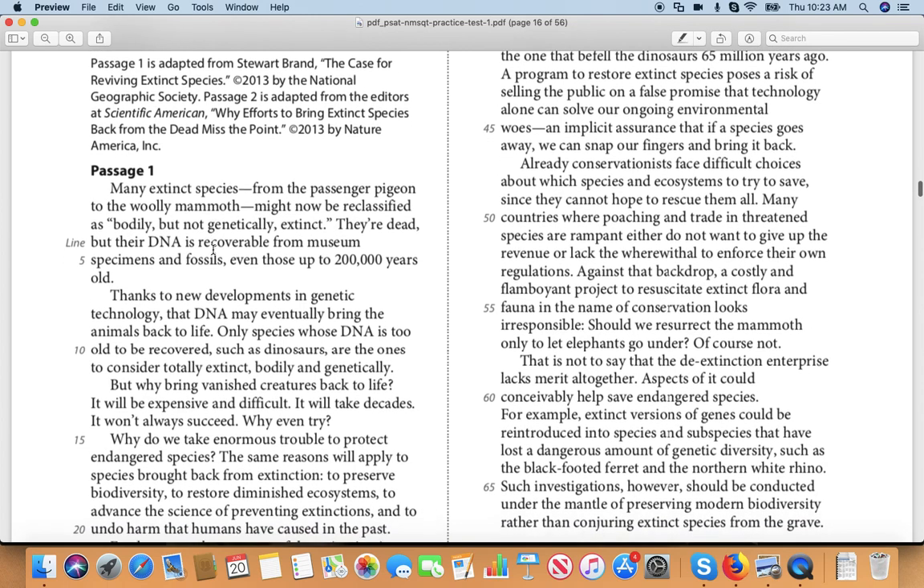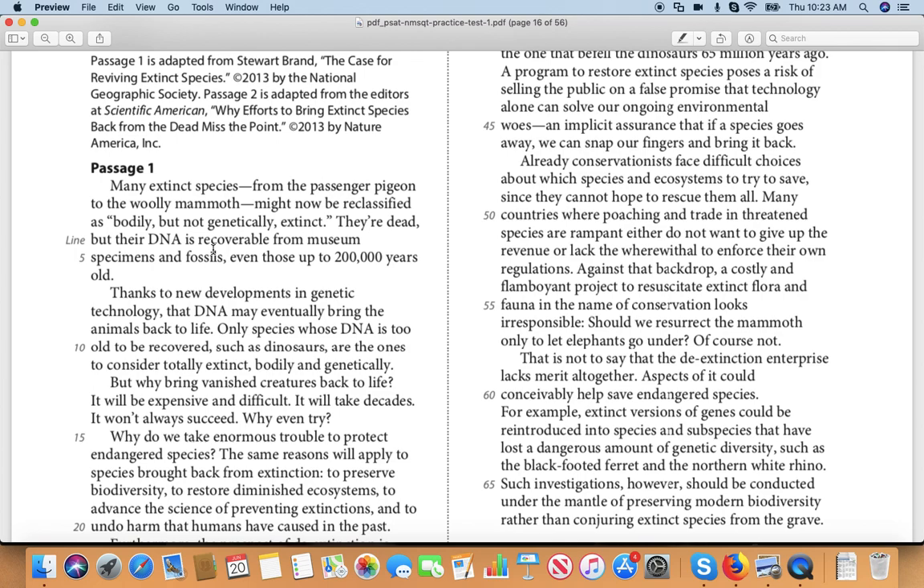This is from The Case for Reviving Extinct Species. Many extinct species, from the passenger pigeon to the woolly mammoth, might now be reclassified as bodily but not genetically extinct. They're dead, but their DNA is recoverable from museum specimens and fossils, even those up to 200,000 years old. Good. Does that paragraph make sense, guys? Yes. We're talking about Jurassic Park stuff, basically, which is cool. Dinosaurs are awesome.